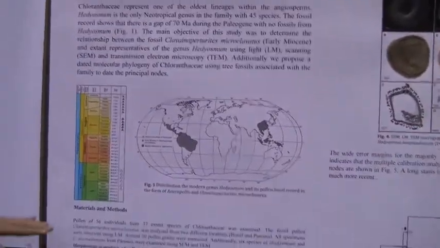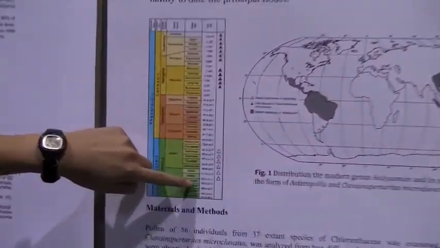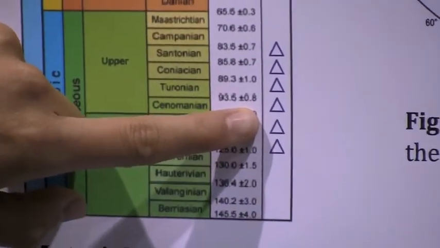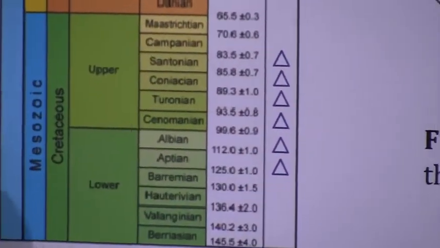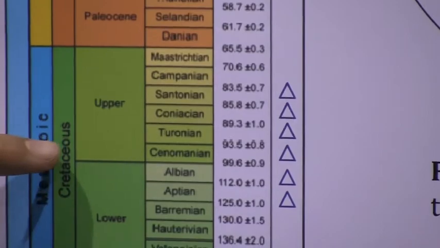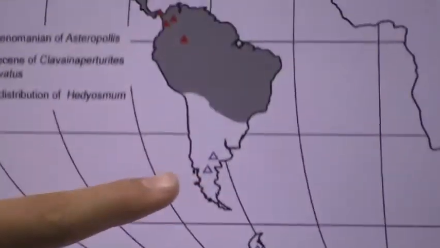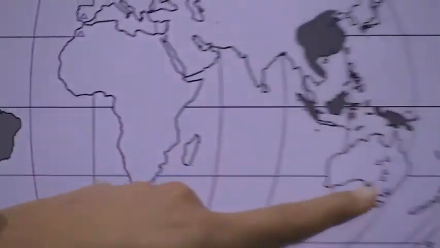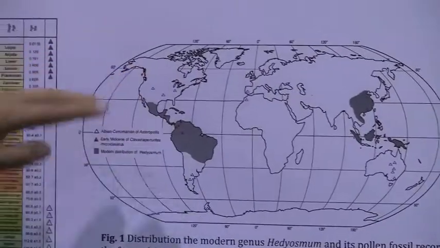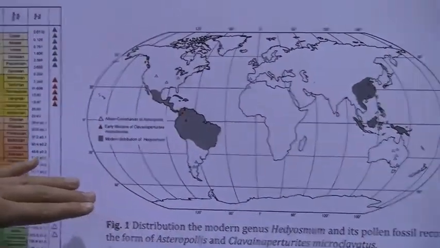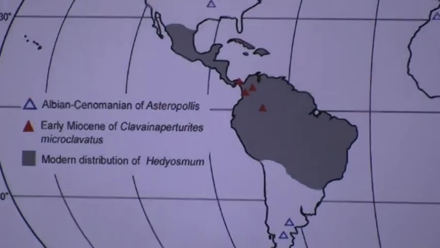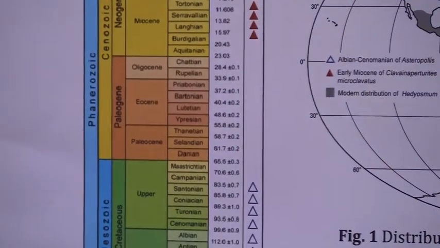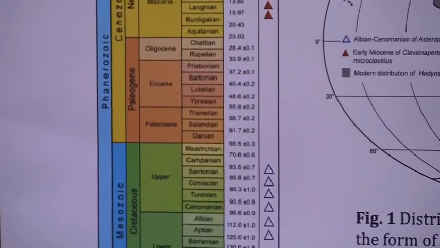So what I'm showing you here is all the fossil records that have been described. The blue triangles right here are the oldest records that belong to the lower to upper Cretaceous, and here in the map is the distribution. As you can see, they are in Australia, Southeast Asia, North America, and Antarctica. And what is interesting is that there is a gap of around 55 million years where you don't find another record.